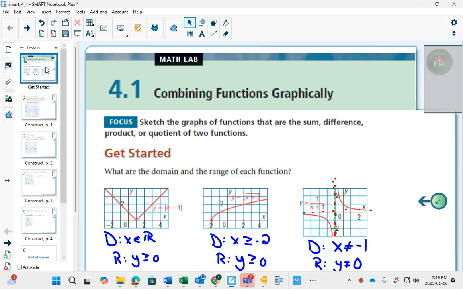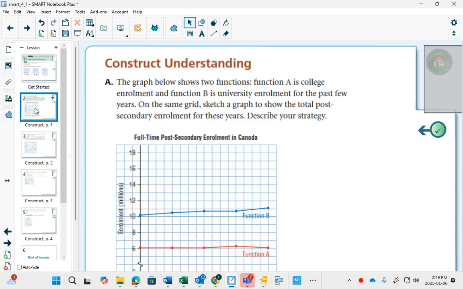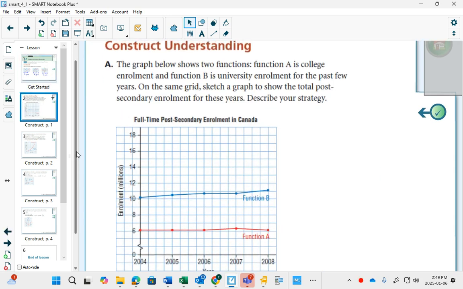And the idea is, well, what haven't we added, subtracted, multiplied, and divided yet? We haven't done graphs. So today we're going to add graphs, subtract graphs, multiply graphs, and divide graphs. And it's not that crazy hard. But we'll start with an adding one. The graphs below show 2 functions. Function A in red is college enrollment, and B is university enrollment.